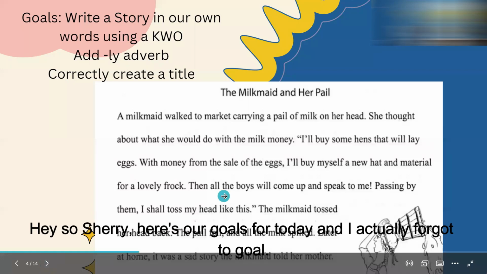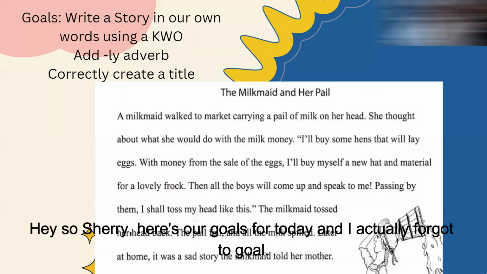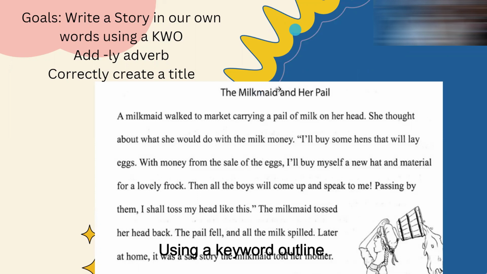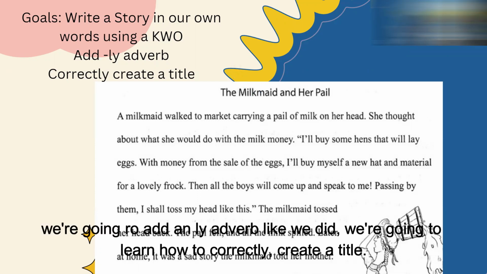Here's our new one. Okay, so Sherry, here's our goals for today. And I actually forgot a goal. So we're going to write a story. We have a goal using a keyword outline. We're going to add an ly adverb like we did.